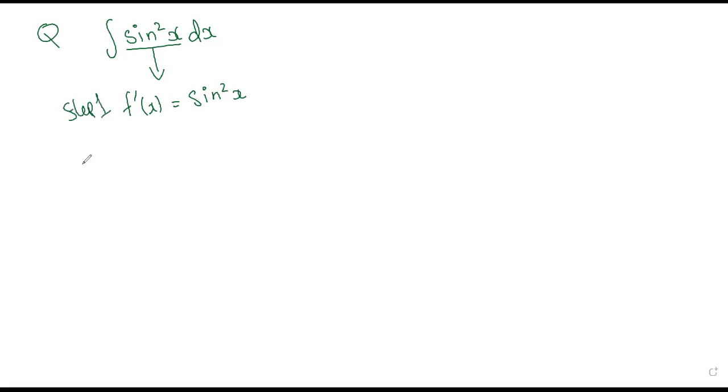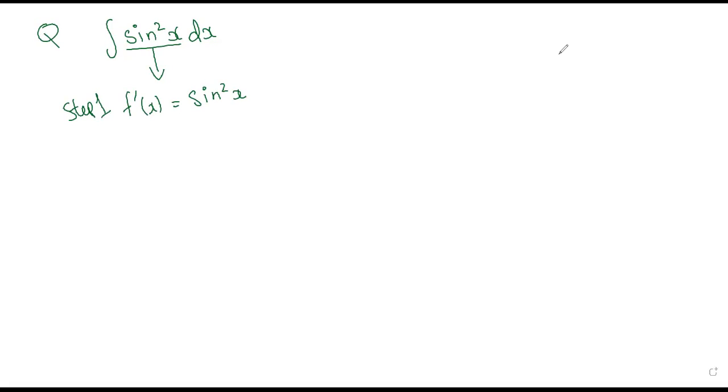Okay, so this is the function, this is the question. You need to integrate this, right? So this is basically our, yeah, what is this? F dash of x. Very good. What is the second step? 1 minus cos square x.